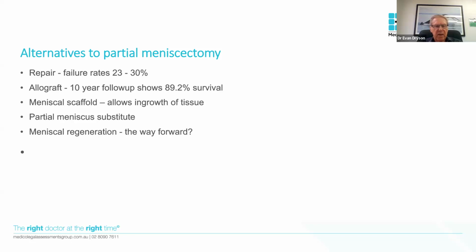So some other possibilities, and I have no personal experience with any of these, this is all information that I've gained from the medical literature. An allograft is a graft into the meniscus, and it shows after 10 years that the graft survives, so it's not a bad way to treat a meniscal tear. A meniscal scaffold is a mechanism that allows the meniscal tissue to grow into it and thereby regenerate. There's been looks at partial meniscus substitutes and attempts at looking at regeneration of the meniscus, in other words, to regrow the meniscus. This is futuristic. It's not currently available as I understand it.